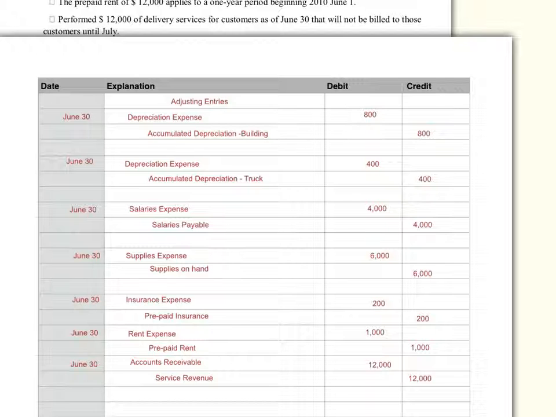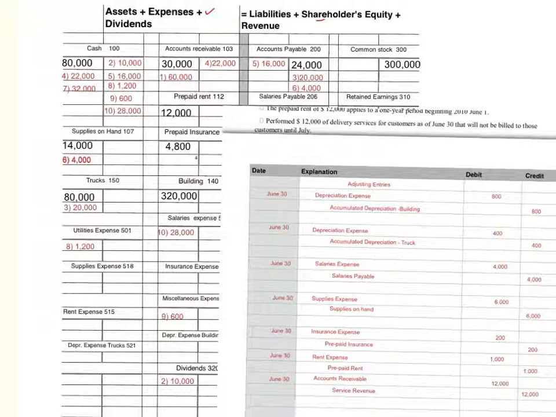So the next step now is to post these adjusting entries to my ledger, and then take another trial balance after I've done the adjustments, which is called the adjusted trial balance. Now we post the adjusting entries to the general ledger. And the first two, depreciation expense on the building $800, accumulated depreciation $800. Depreciation expense on the truck, $400, accumulated depreciation, $400.